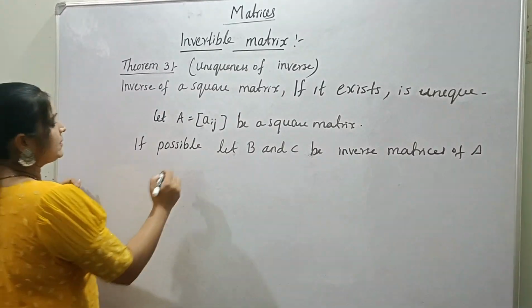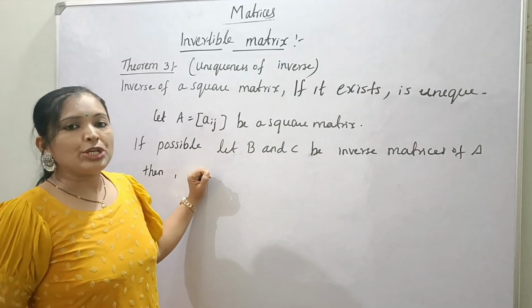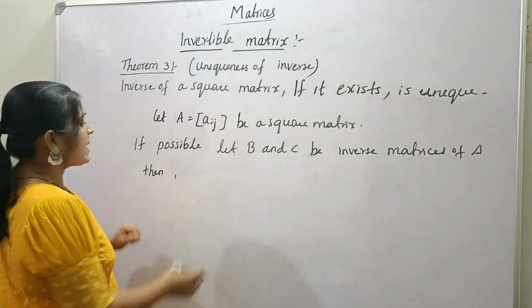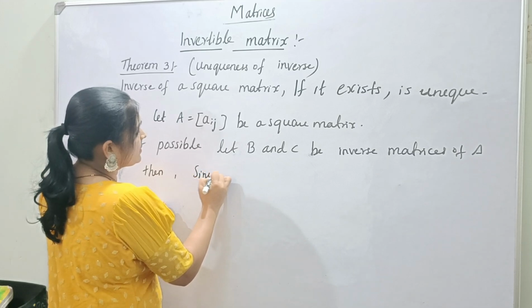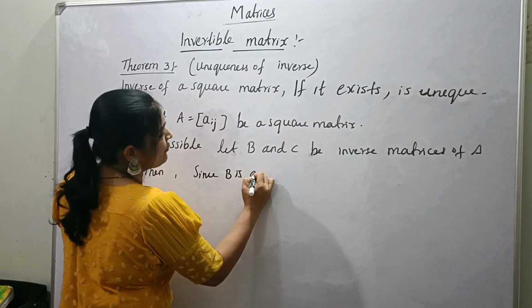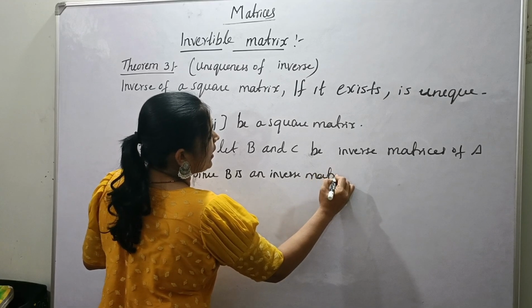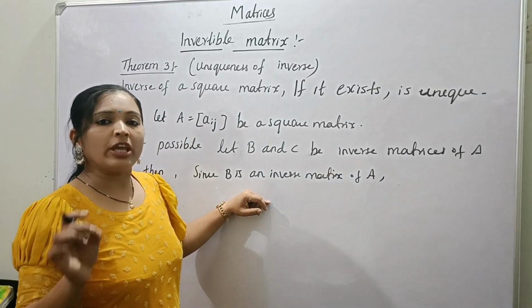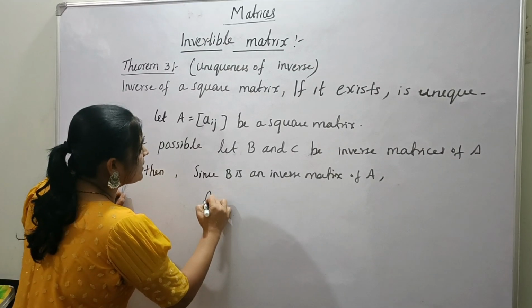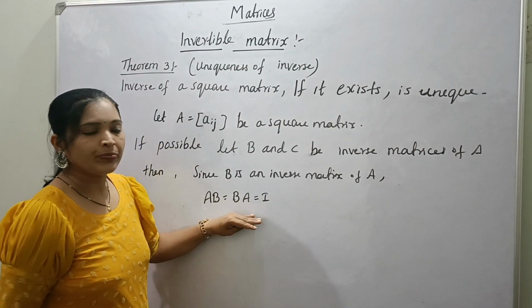Then by the definition of invertible matrix, we can say since B is an inverse matrix of A, by the definition of invertible matrix, we can write A into B is equal to B into A is equal to I, isn't it?